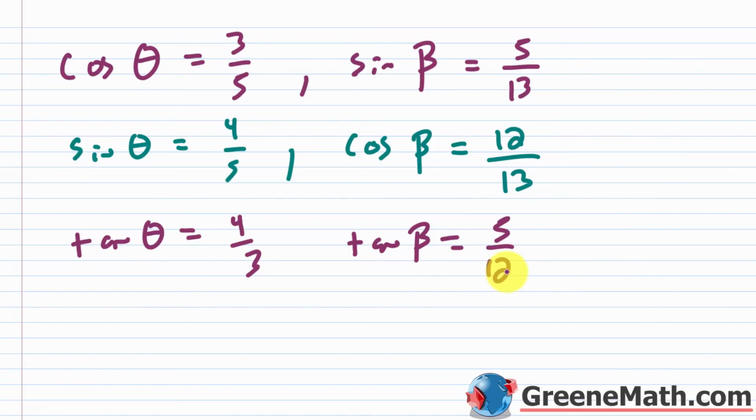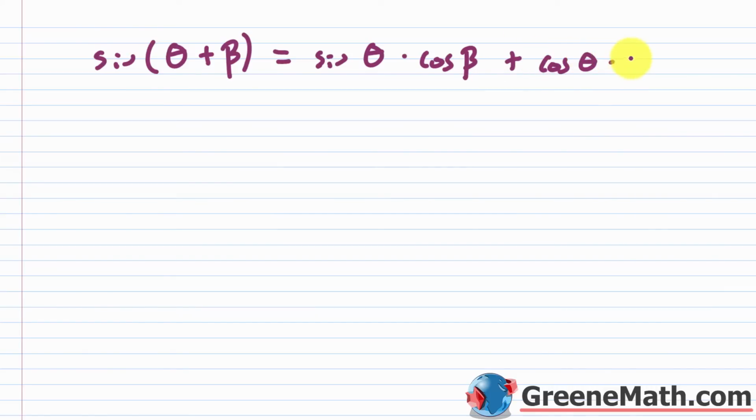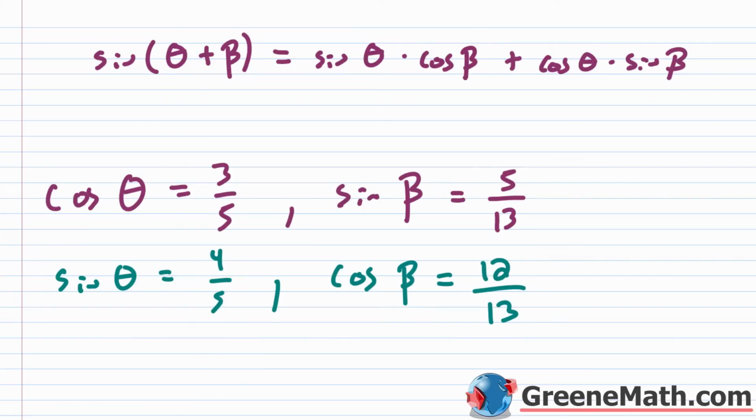Okay, so now we pretty much have everything that we need. Let's start off with the sine of theta plus beta. Again, use your formula. So it's the sine of theta times the cosine of beta, plus your cosine of theta times your sine of beta. Let's paste these in here so we don't have to try to remember. So the sine of theta was 4/5.